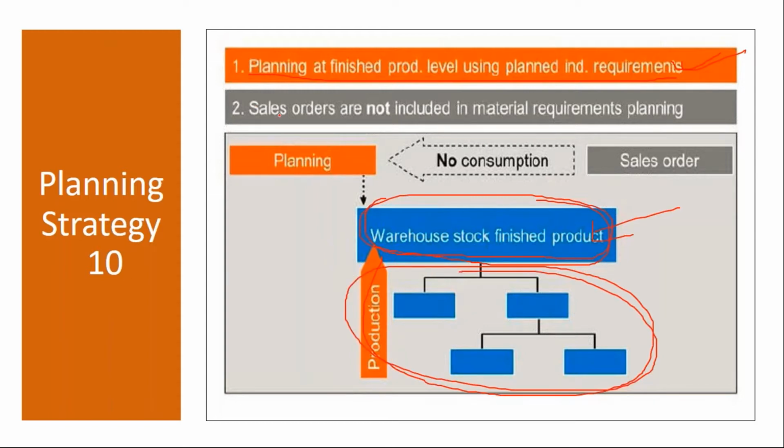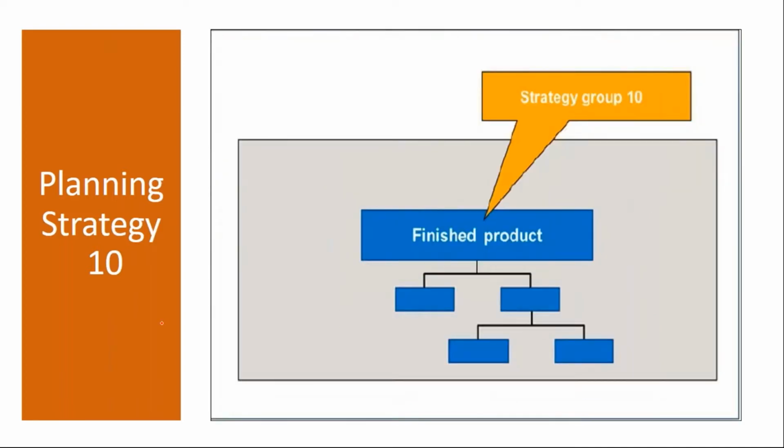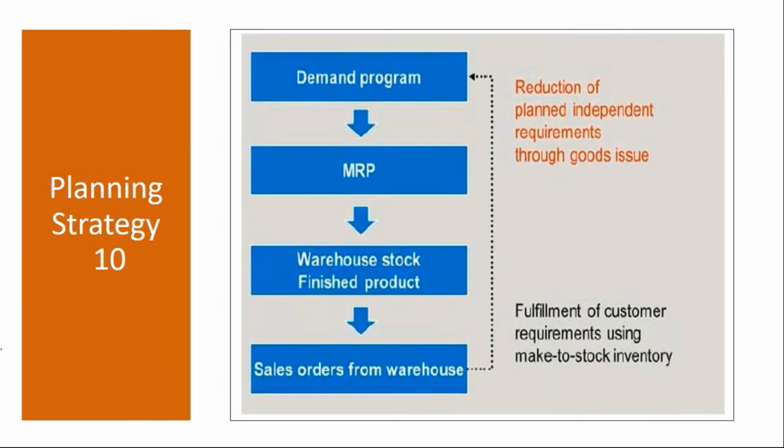Sales orders are not included in MRP. This I will show you in a minute. Basically you enter the forecast for the finished product, and based on that you will start the production. So we are here. This is the one. For the finished product, you will enter your strategy group as 10, planning strategy as 10. And then you will start the production. So this is the flow.